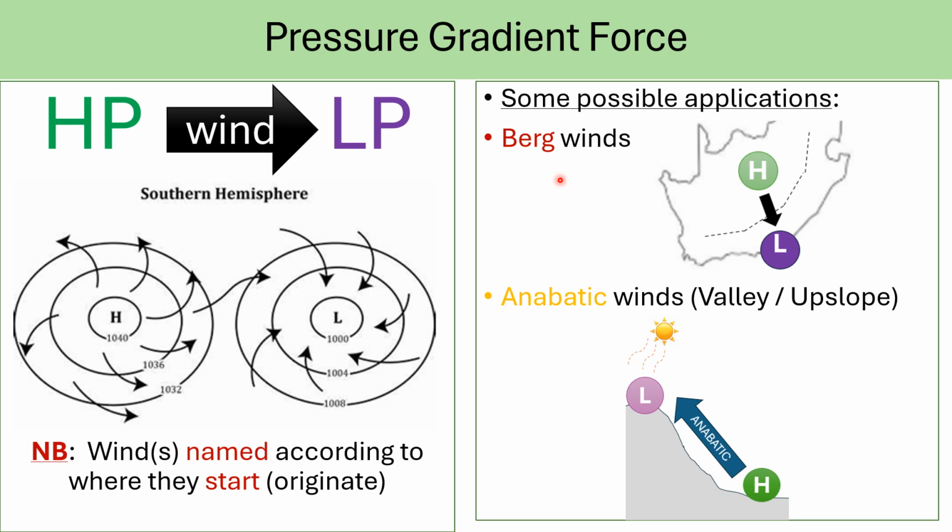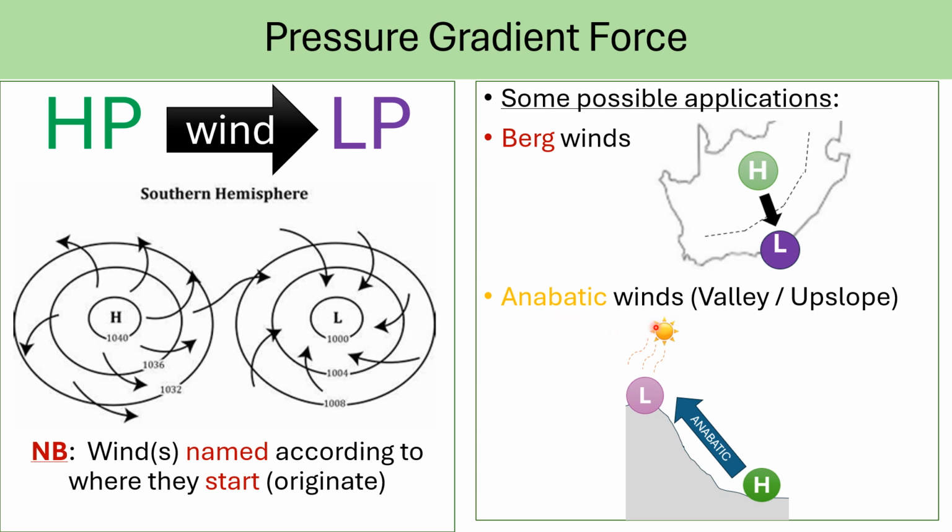If you look at the map of South Africa, you will notice that over the interior we require a high pressure in order for berg winds to develop. That high pressure results from colder temperatures during winter. During the course of the grade 12 year, you will be introduced to what are called anabatic and katabatic winds.